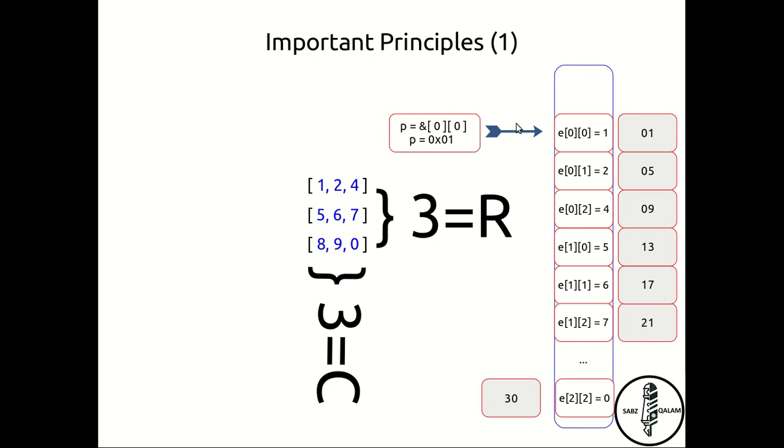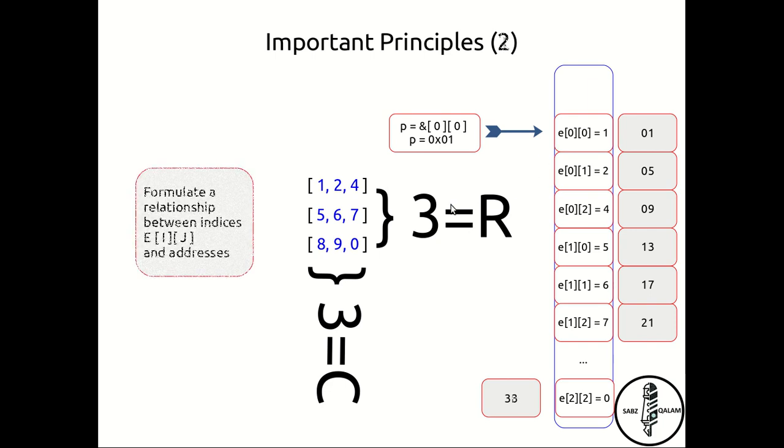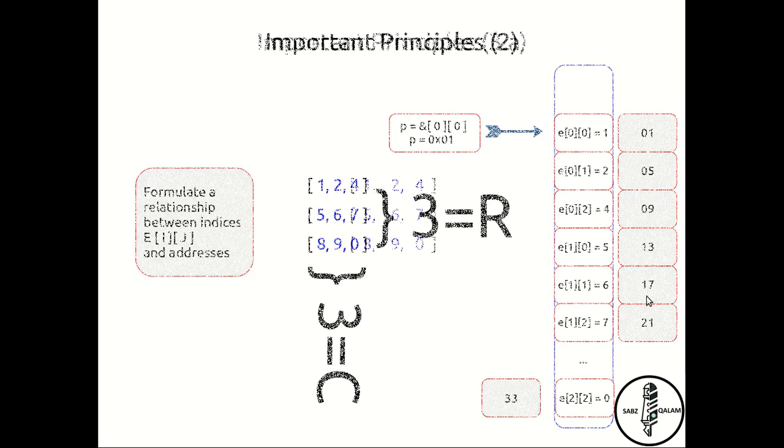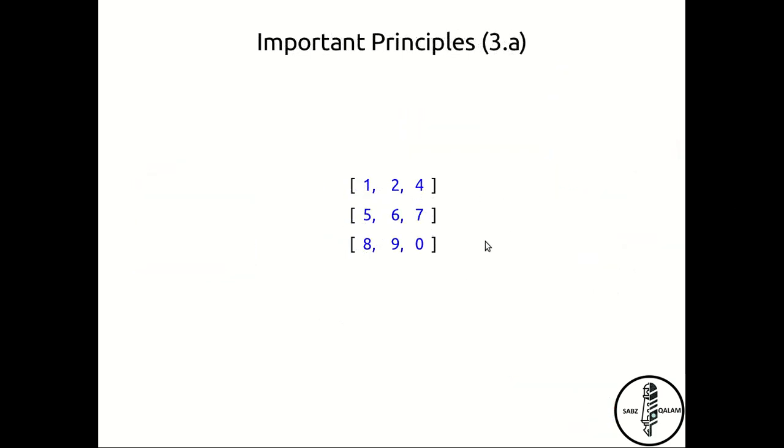Now all we need really is a formula that can find a relationship between our indexes i and j and the address which they occupy in the memory, because as far as the memory is concerned, these elements are just stacked on top of one another. So all we need is really a formula that translates this i and j into the actual address, and we are done.